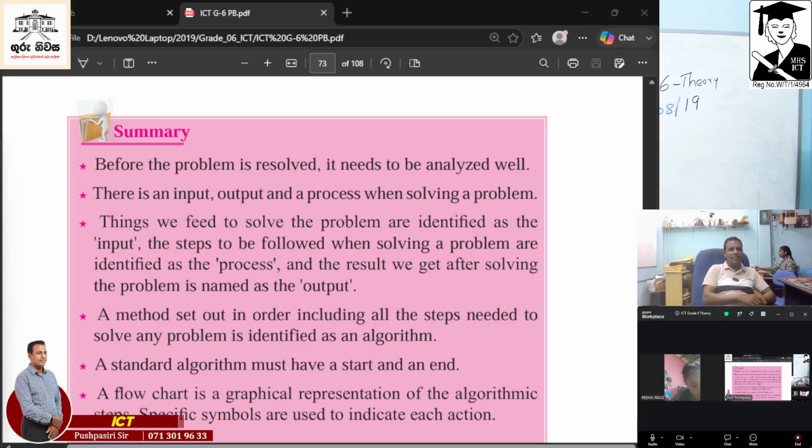Right, what is analyzed? Neha, what is analyzed? Analyze means understanding deeply. Very good.